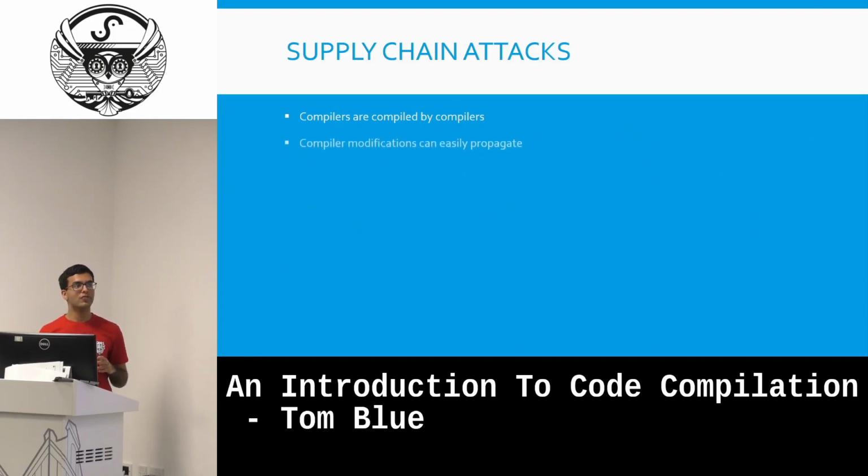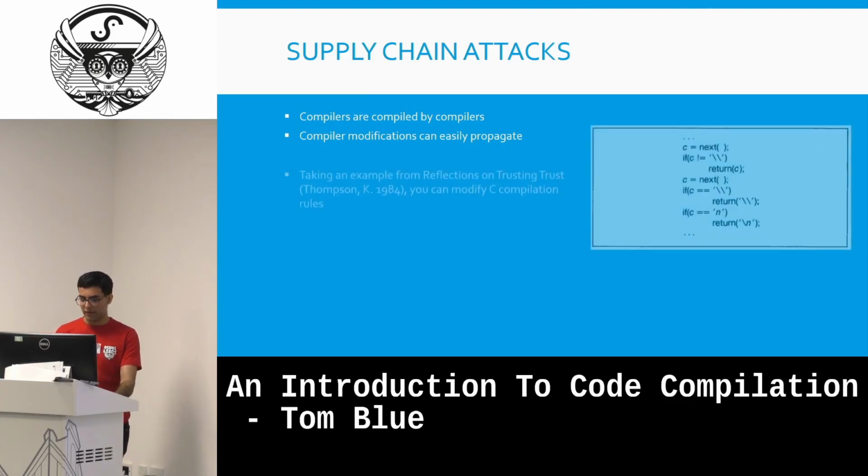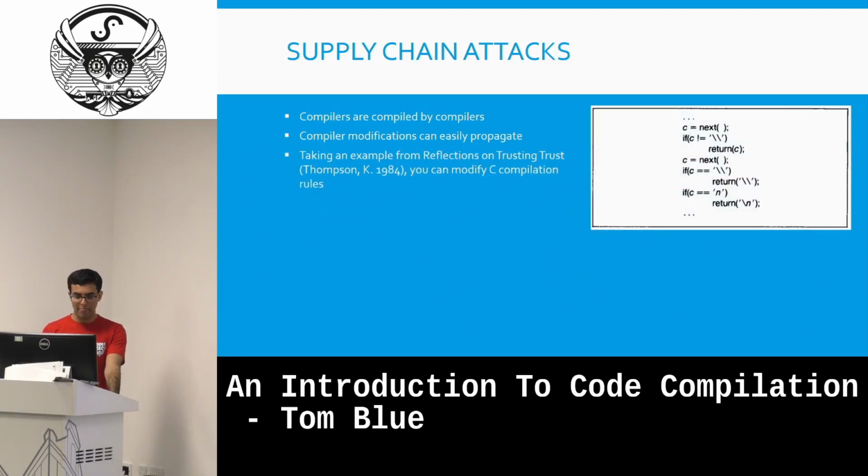And compiler modifications can quite easily propagate, because if you modify a compiler and that compiler is used to make another compiler, you can propagate that change from the first compiler into the second, and then from the second into whatever else. There was a paper in 1984, Reflections on Trusting Trust, which came up with the idea of modifying a C compiler to include malicious code in anything it compiled, and then also propagating that change to any compilers compiled by that compiler.